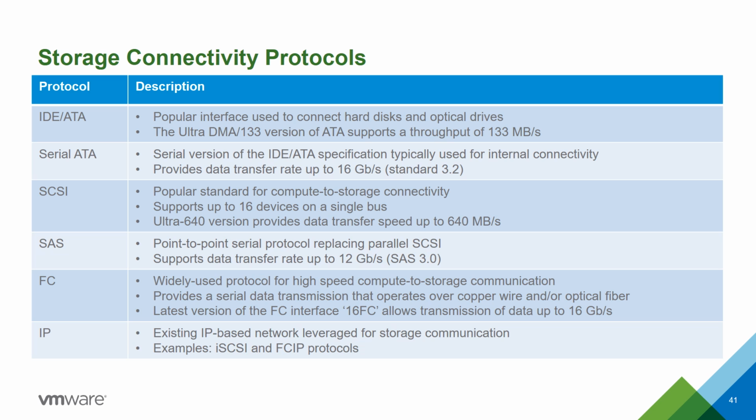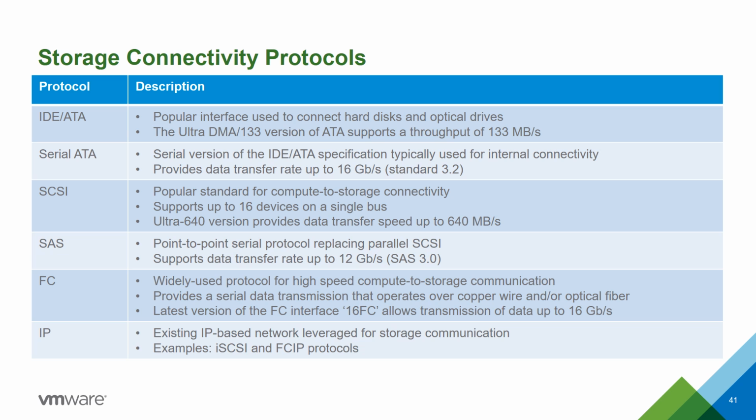Then we came across SCSI, which is still being used as a very popular storage protocol, a popular standard for compute to storage connectivity. The advantage with SCSI compared to serial ATA and other storage connectivity protocols is that SCSI can support up to 16 devices on a single bus, and it can provide you a data transfer speed of up to 640 Mbps, megabytes per second.